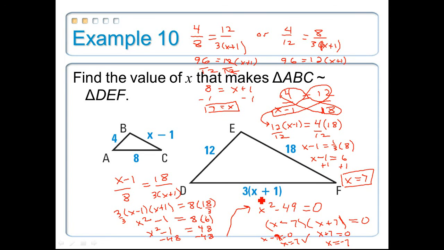Well, if you put negative 7 here, it's negative 8. So it doesn't work. Okay, but you could have checked it here, negative 7, negative 6, so you get negative 18, which again doesn't make sense for a side length. So this one here is extraneous. We're just going to throw it out.